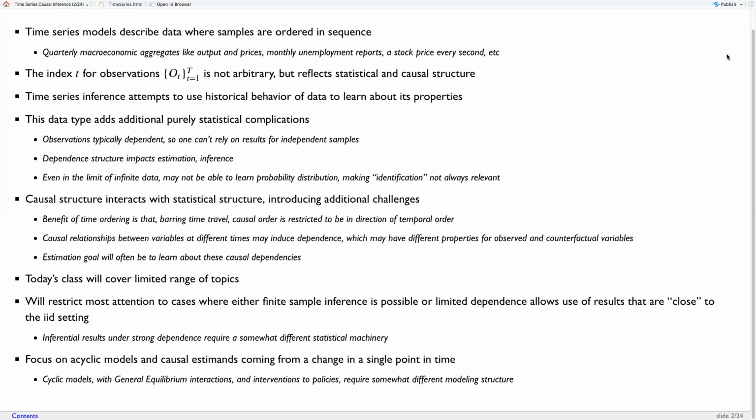So the other thing that we're going to focus on is a small set of causal models and a small set of causal estimands. And so as before, we'll focus on acyclic models. And so things like general equilibrium interactions are very interesting, central, again, to macro and finance. But at least for our discussions, we will postpone discussion of that. And the causal estimands will, aside from one or two slides about interventions that affect more than a single point in time, mostly focus on one thing at a time. Those will require a bit more work.